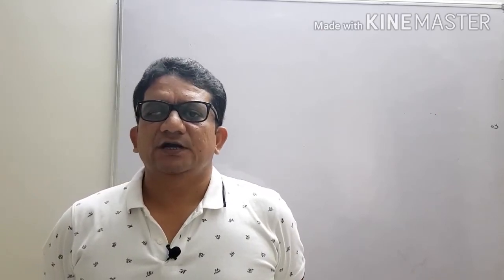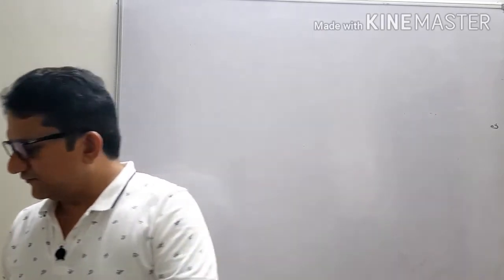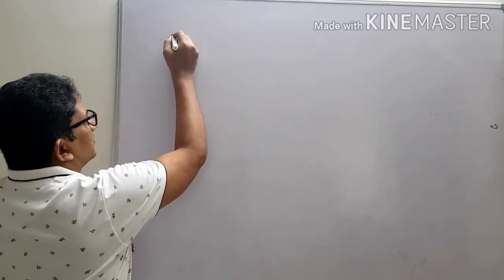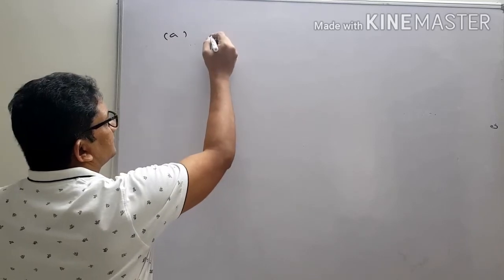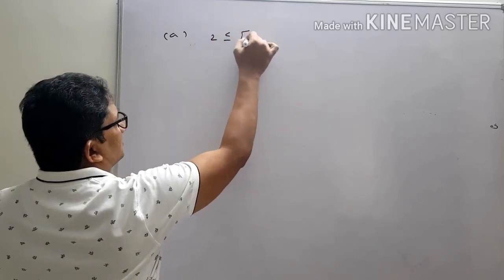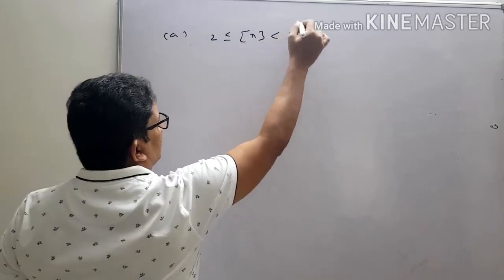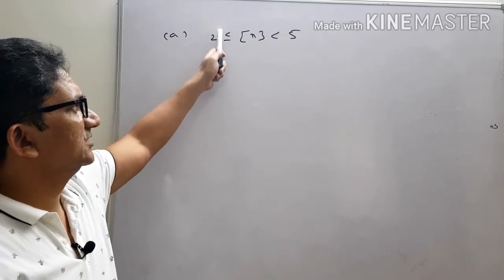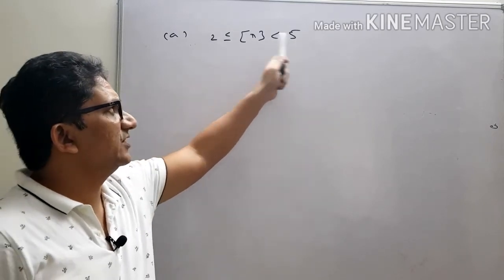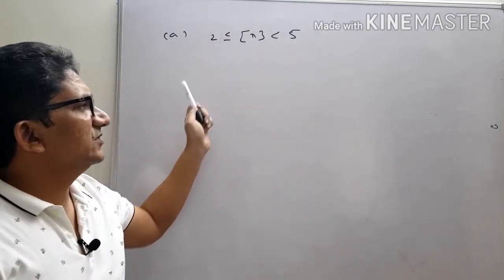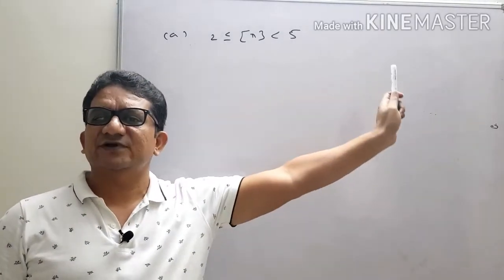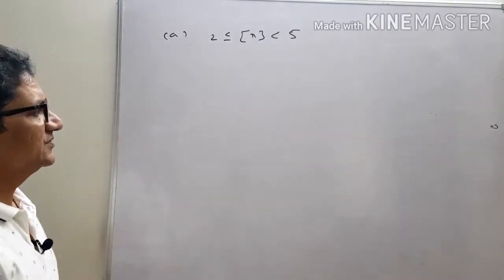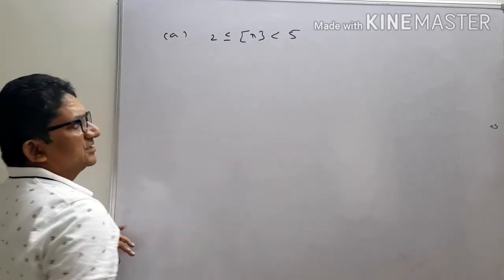Find the values of x if, first part, 2 is less than or equal to step x is less than 5. For this inequality, what is the solution set of x? That is the question. For that, first of all, we need to know the status of step of x.